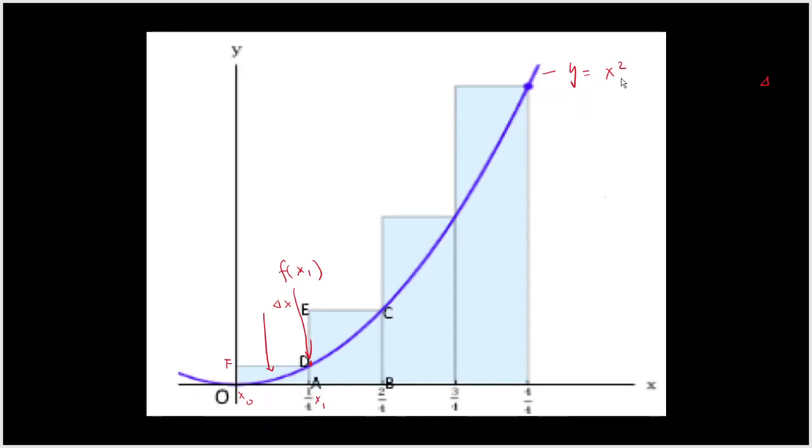So the area of the first rectangle is given by the width, delta of x, times the height. The height is the value of the function at x1. Again, the underlined is the height of the rectangle, and the double underlined, delta of x, is the width of the rectangle. Suppose you want to compute it, the value is computed using the value of the function at 1/4, at x1, the whole thing squared, and then times 1/4, right?